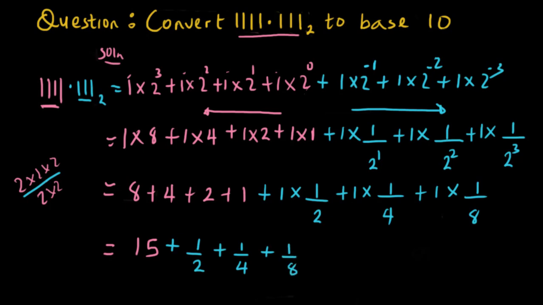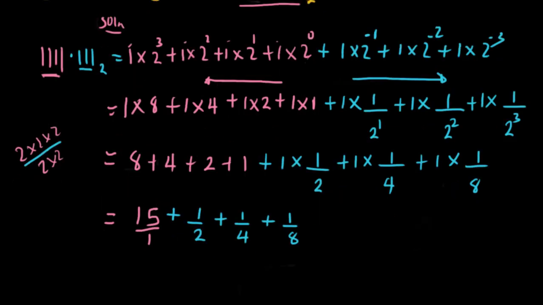Now we can add them together. Remember, we find the LCM. So we have LCM of 8, 4, and 2. LCM of 8, 4, and 2, or 2, 4, and 8 is 8. 8 divided by 1 is 8. 8 times 15. So we have 15 times 8. 8 times 5 is 40. 0 carry 4. 8 times 1 is 8 plus 4 is 12.